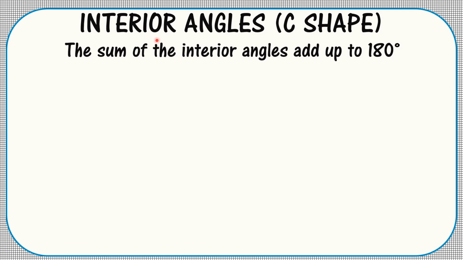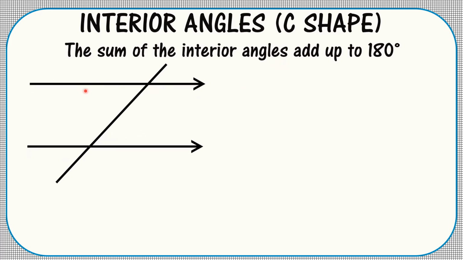Here is the final one that we will go through, interior angles. So the sum of the interior angles add up to 180 degrees. Here again we have parallel lines. What we are saying is that if you can create this C, the interior angles add up to 180 degrees. So this angle here and this angle here add up to 180 degrees.